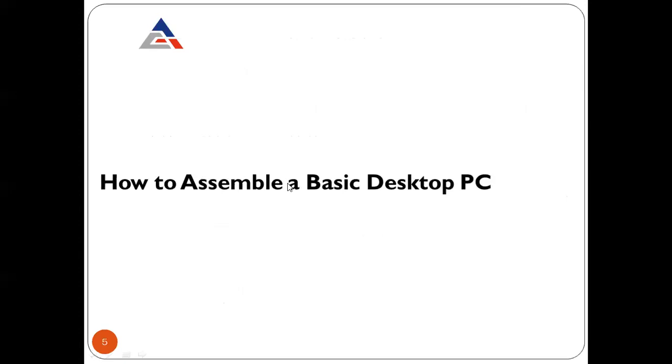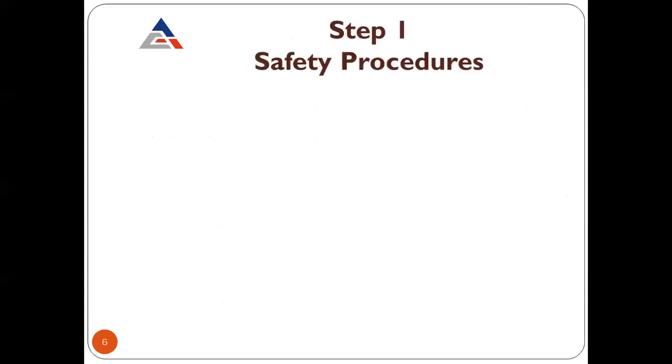Now next is how to assemble a basic desktop PC. In this we have to follow some steps. Step 1, the first step that we have to follow while assembling or setting up the computer system is safety procedures.